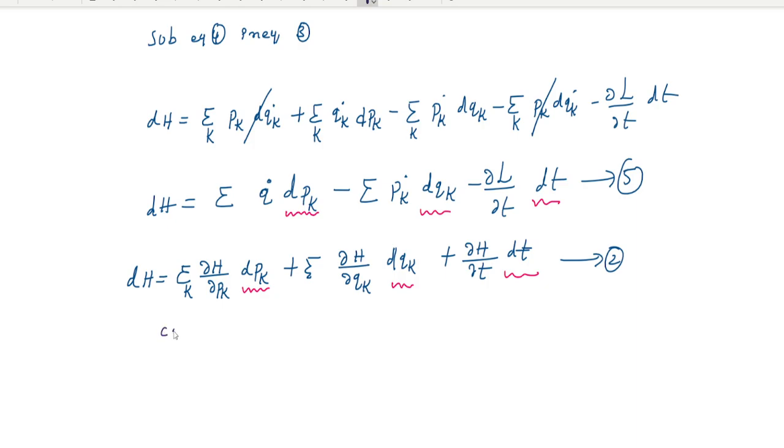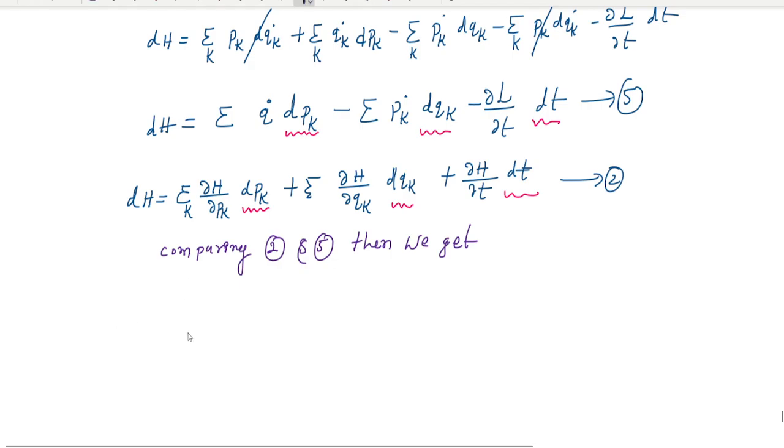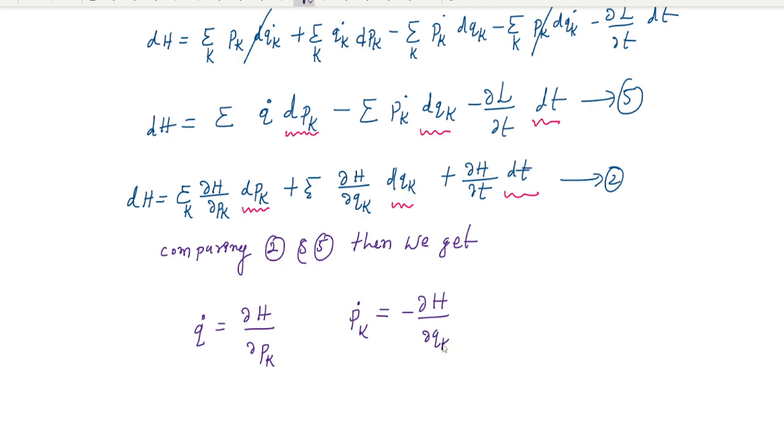So comparing equation number 2 and equation number 5, we get this information as I highlighted earlier. q dot equals partial H divided by partial pk, and p dot k equals minus partial H divided by partial qk, here the minus is there. And partial derivative of L divided by partial t equals minus partial H divided by partial t. This is equation number 6.